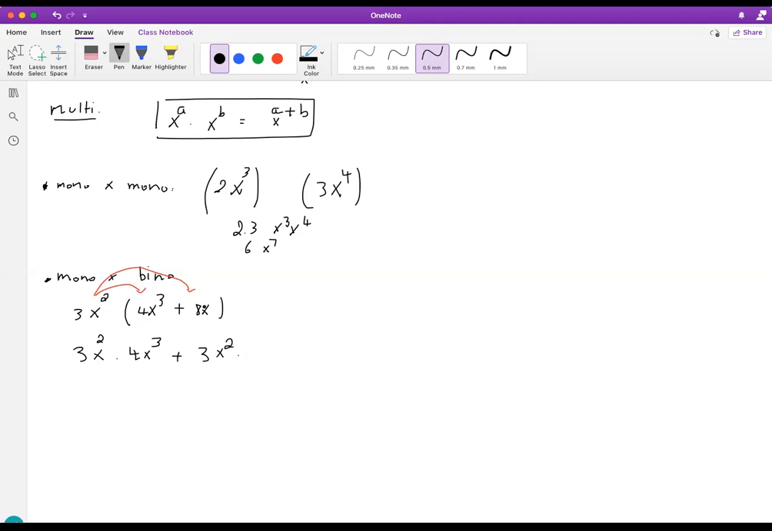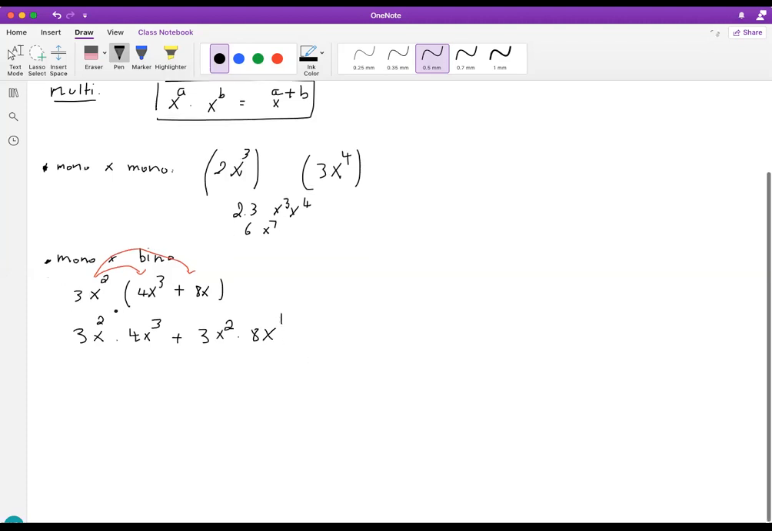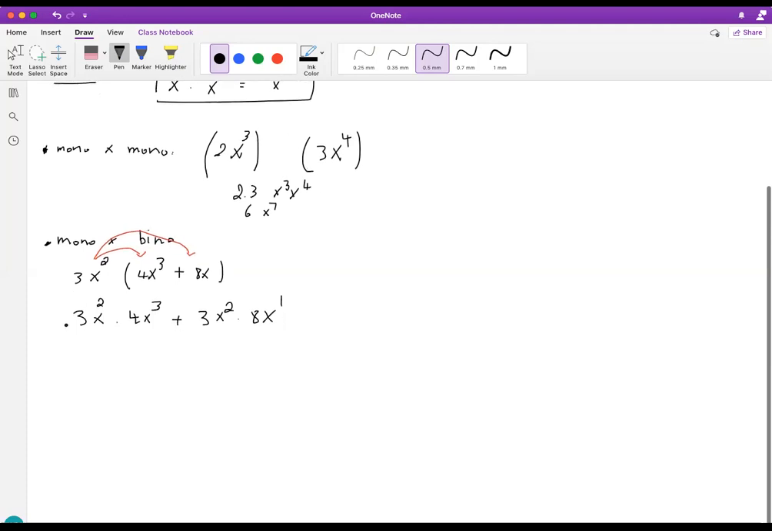Okay, 3x to the second times 8x. What's the power of this x again, by the way? 1. That's right, very good. So we distribute it now. We're going to multiply these two together, just like we did earlier, using this rule. What is that equal to?